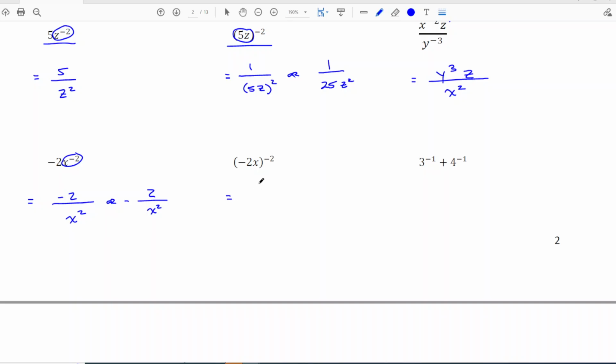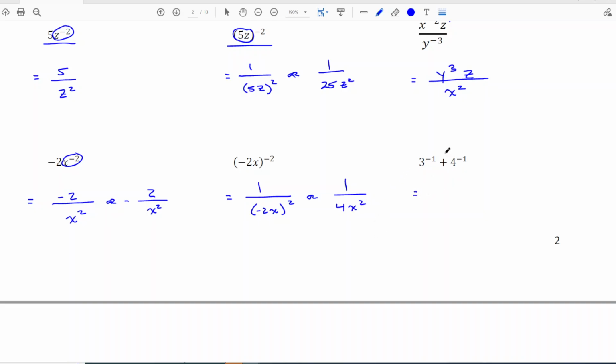This one, the whole thing is going to go to the denominator. It's going to be negative 2 x squared. Or you could actually evaluate this and do negative 2 times negative 2 is 4, and then x times x is x squared.